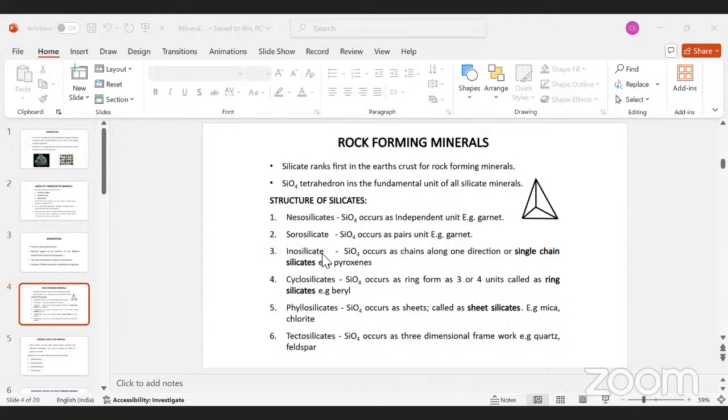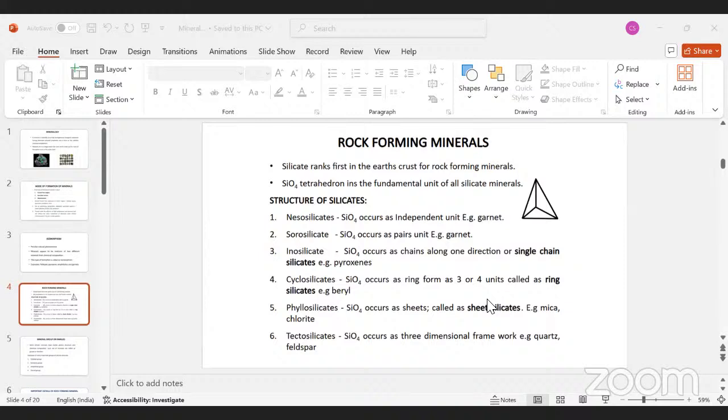Whatever mica you see, whether it is biotite mica or muscovite mica, the mica group of minerals is the best example for this one. The ratio for these two elements is 2 to 5.